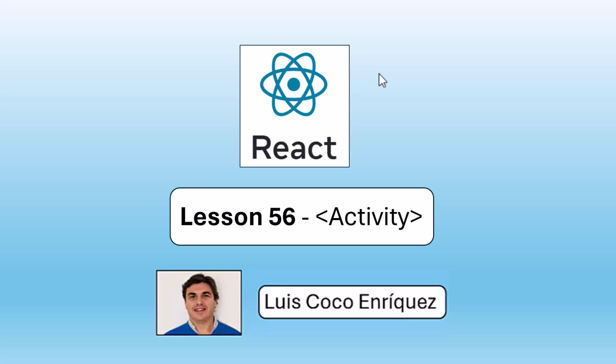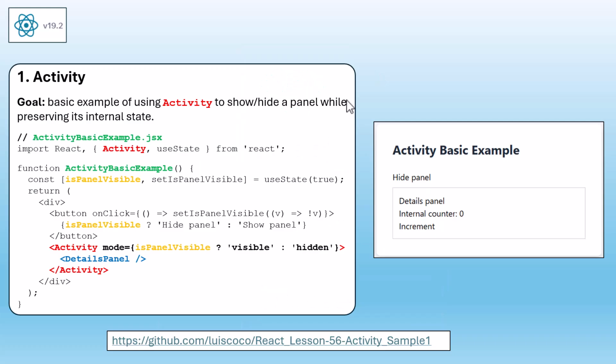Lesson 56, Activity. 1. Introduction. The concept of activity in React offers a structured way to hide and restore both the user interface and the internal state of specific parts of your application. Instead of removing content from the component tree when it becomes temporarily irrelevant, activity allows React to hide that content visually while preserving its state and restoring it seamlessly later. This creates smoother interactions and avoids unnecessary re-renders.